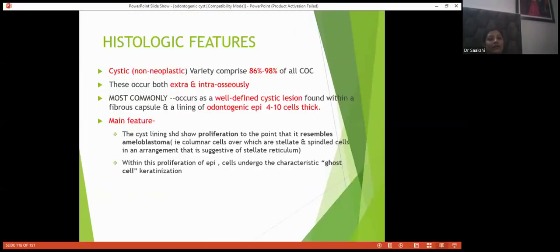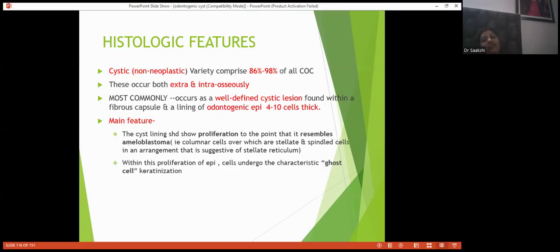Historically, the cystic, that is non-neoplastic, variety comprises 86-90% of all the COC. They may occur both extra- and intraosseously. Most commonly, we see a well-defined cystic lesion within a fibrous capsule and a lining of odontogenic epithelium, that is 4 to 10 cell layers thick. Now, what are its main features? The cystic lining shows proliferation to the point that it resembles ameloblastoma, that is columnar cells over which there are stellate and spindle cells in an arrangement suggestive of stellate reticulum.